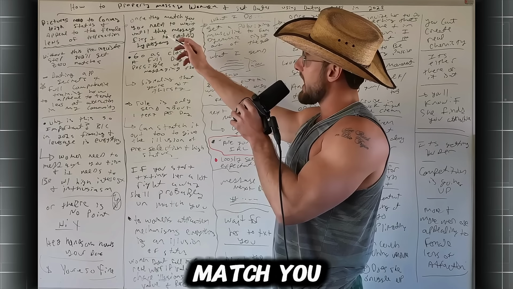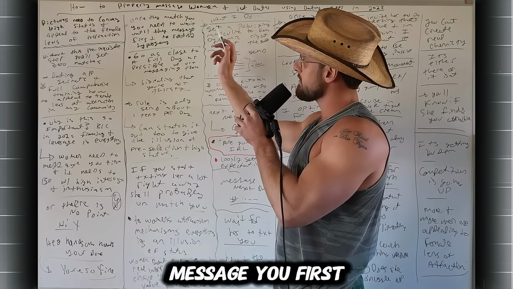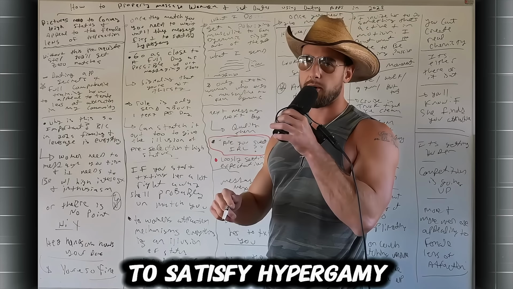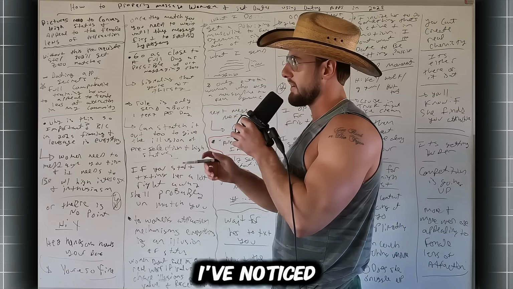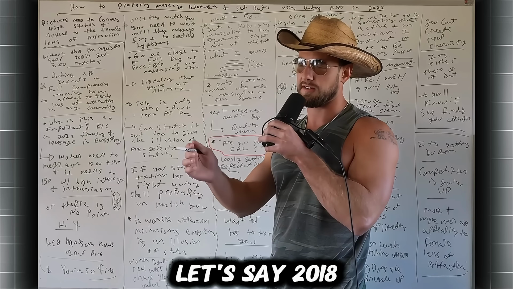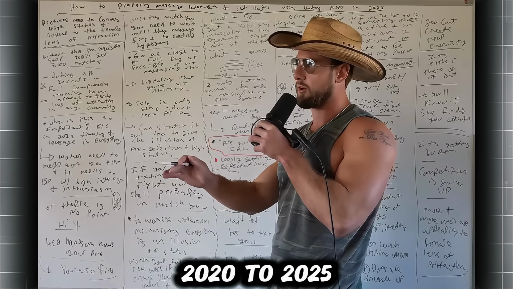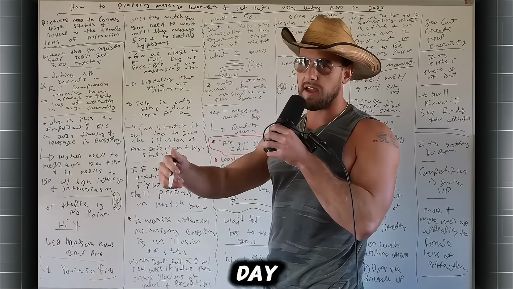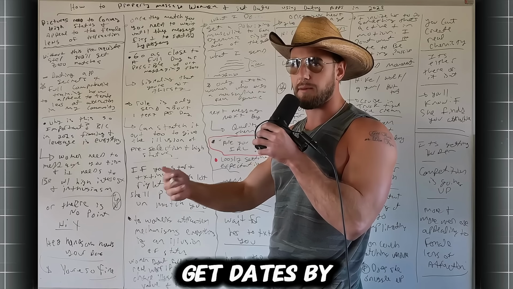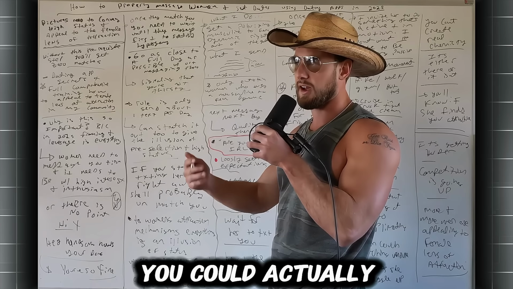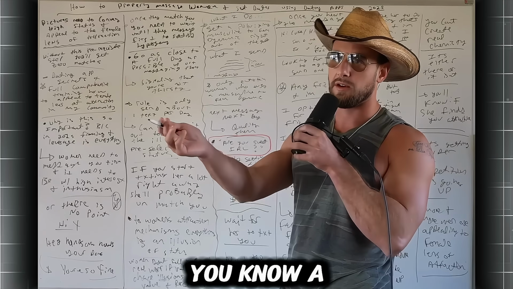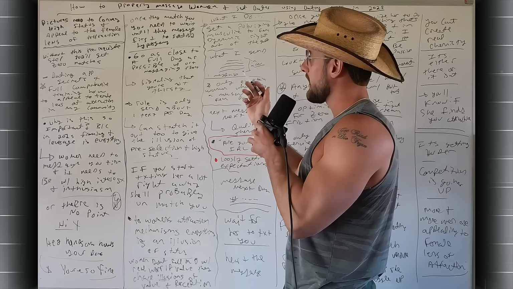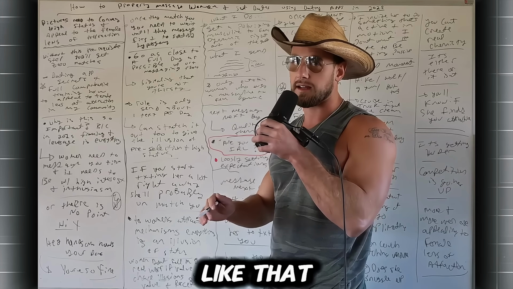So once they match you, you need to wait until they message you first to satisfy hypergamy. This is the biggest thing that I've noticed that has changed from, like, let's say 2018, 2019, 2020 to 2025. There's been a shift. Back in the day, you could actually get dates by texting them first. You could actually arrange a date or something like that.